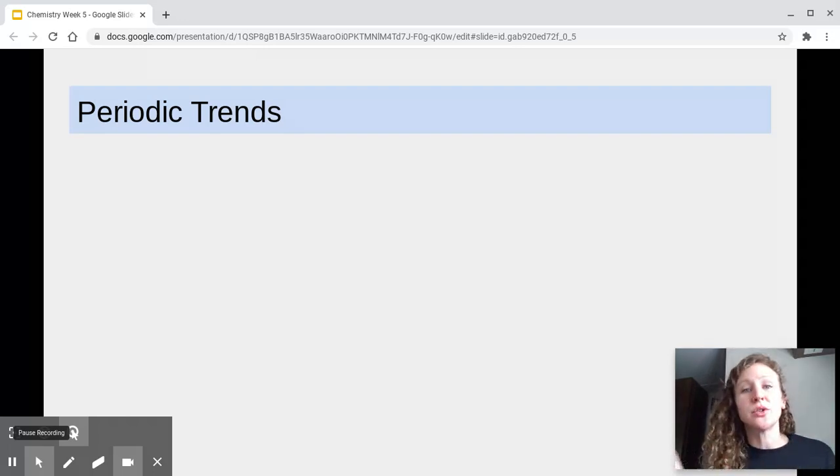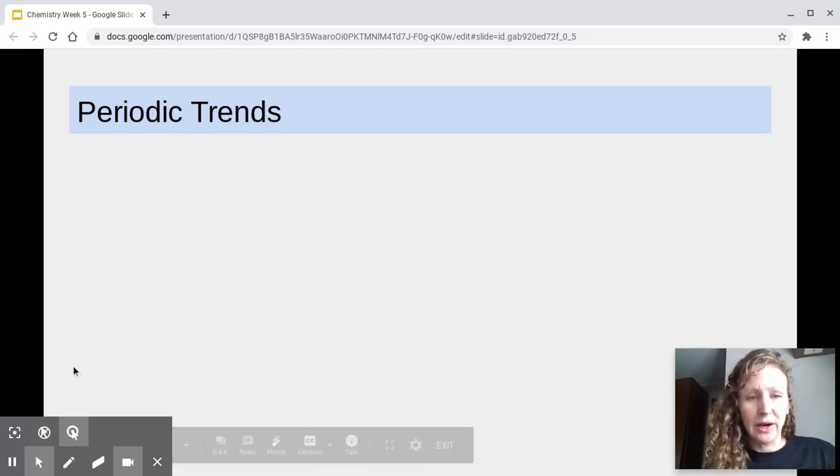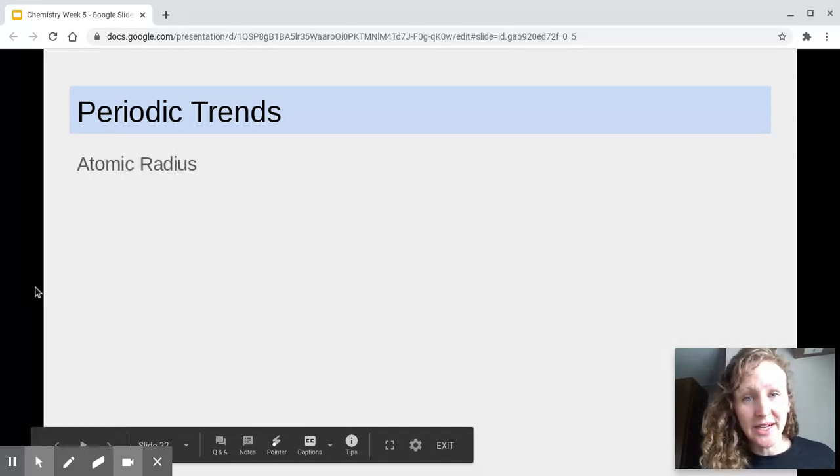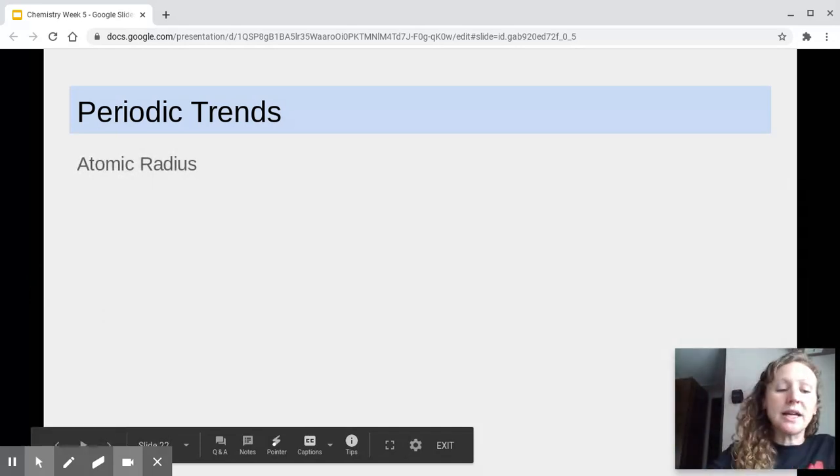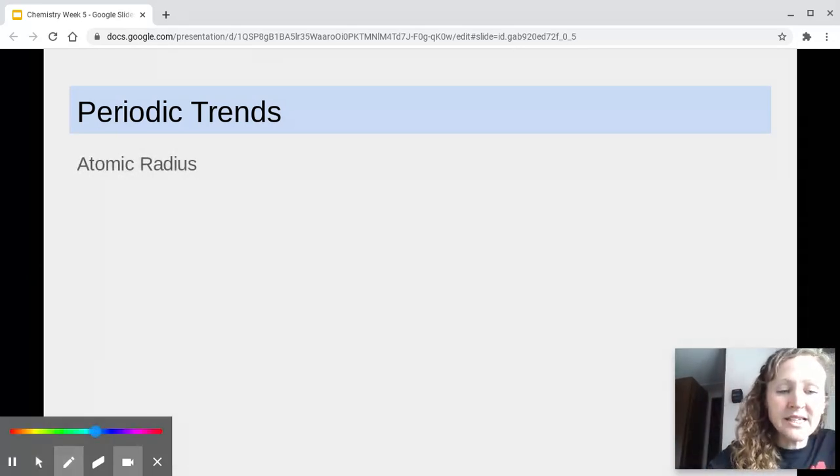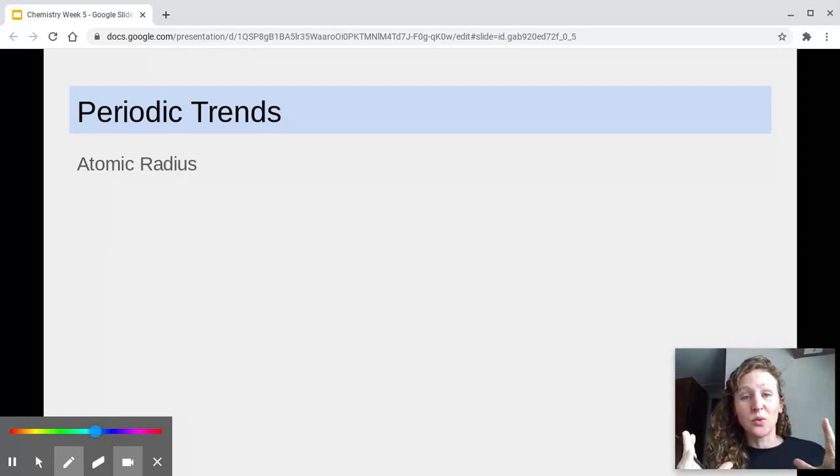So I want to introduce you to a couple of the major periodic trends today. And then as we look more into Coulomb's forces, we can look at how those forces affect these periodic trends. So the first periodic trend that I want to talk to you about is atomic radius. An atomic radius is exactly what it sounds like.